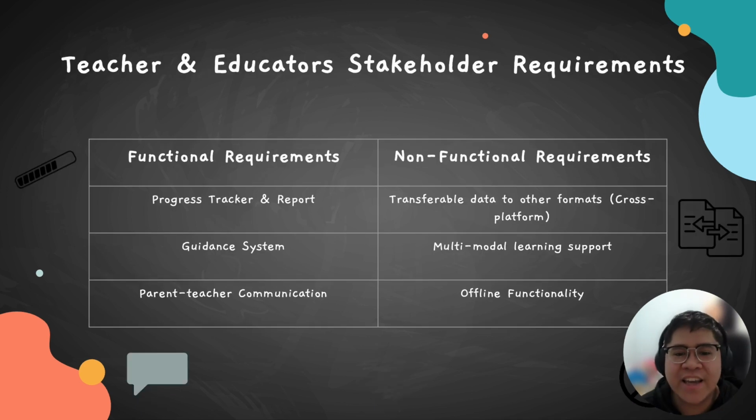From the teachers and educators' perspective, they have 3 functional requirements, which include a progress tracker and report system, one that can analyze and give a summary and data back to the teachers to properly determine the student's progress, and a guidance system, in which previously we've mentioned that students want an adaptive learning system. The guidance system gives teachers access to manipulate what kind of further learning and further practice students need. This way, the teachers have access to the progress tracker and report that can help them identify what kind of guidance students need. And lastly, the teachers want a parent-teacher communication chat box to directly communicate with the parent to see how the parents can help on the home front.